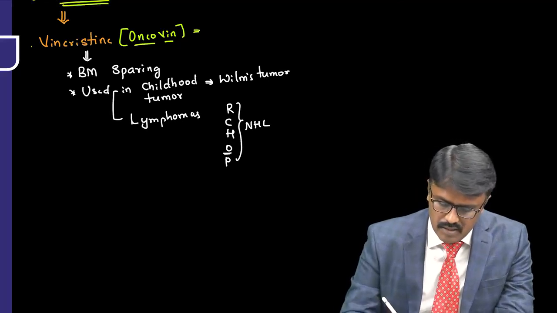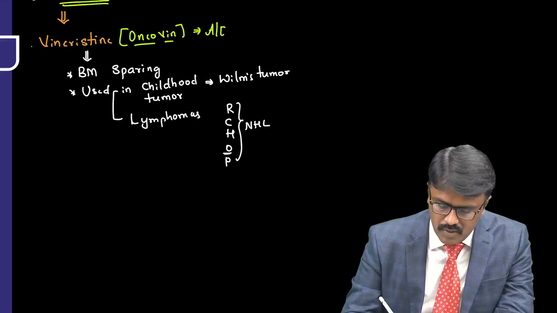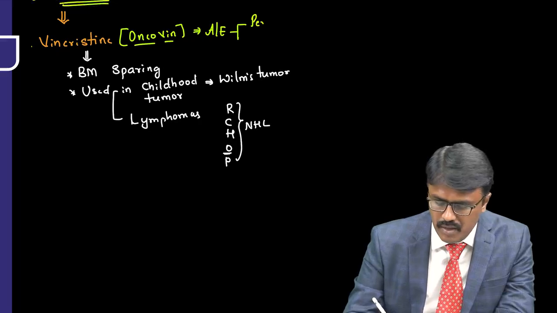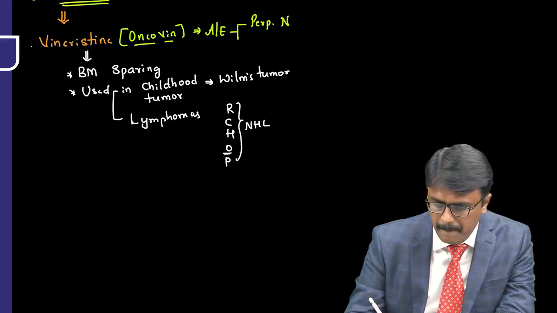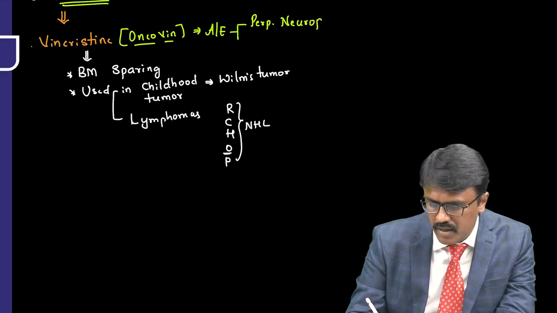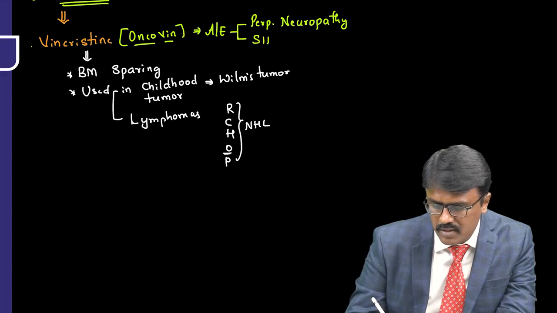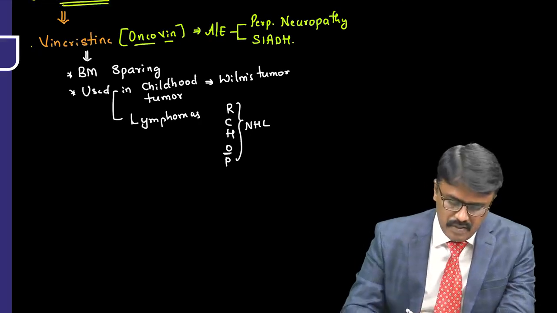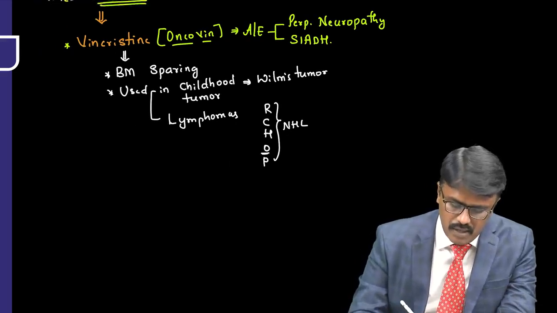So vincristine, does it have any adverse effect? Two important adverse effects with vinca alkaloids. They can produce peripheral neuropathy, and they can produce SIADH, syndrome of inappropriate antidiuretic hormone secretion. That is the main toxicity with vincristine.